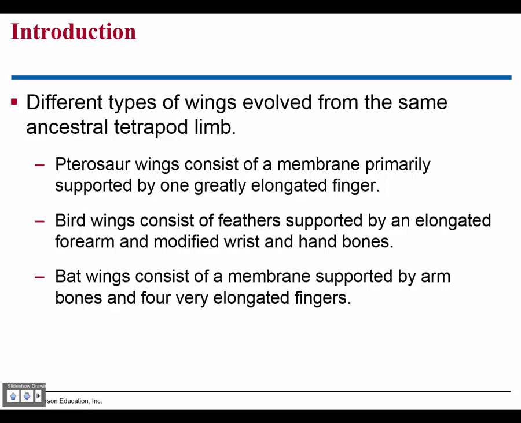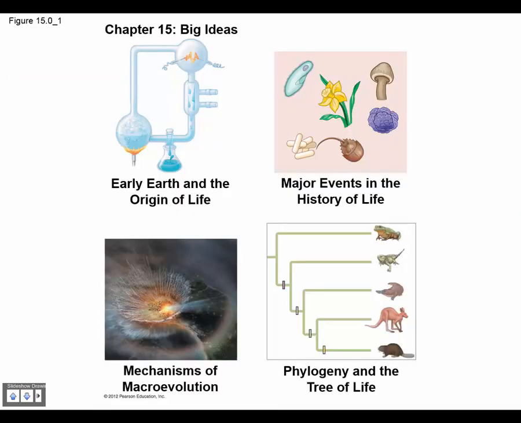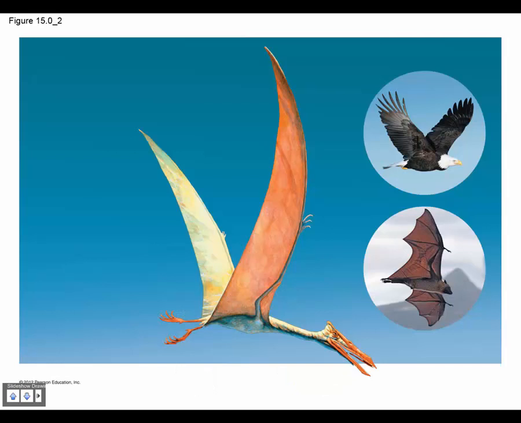So pterosaur wings consisted of a membrane primarily supported by one greatly elongated finger. Bird wings consist of feathers supported by an elongated forearm and modified wrist and hand bones. And bat wings consist of a membrane supported by arm bones and four very elongated fingers. Right, and so the big idea is early Earth and origin of life, major events in the history of life, mechanisms of macroevolution, and phylogeny in the tree of life.